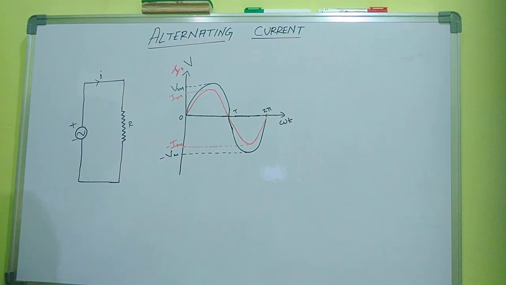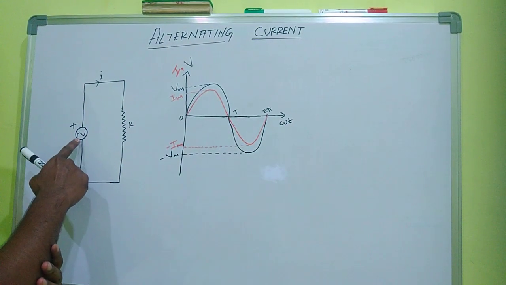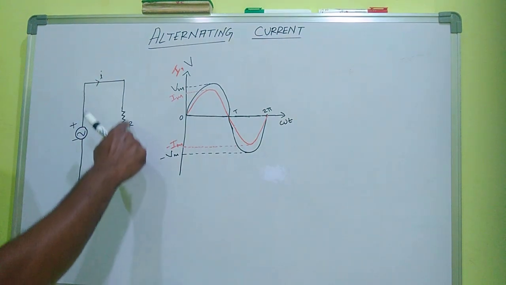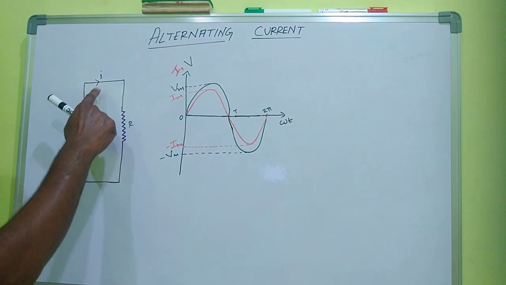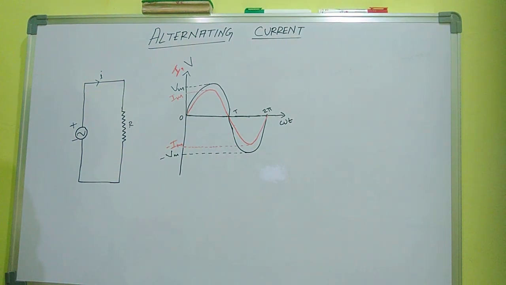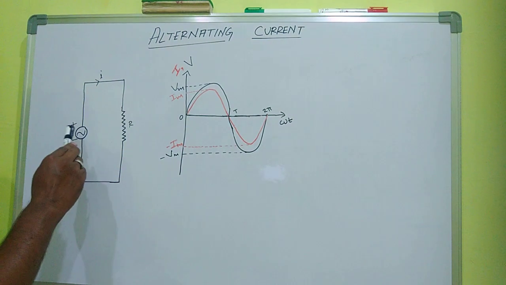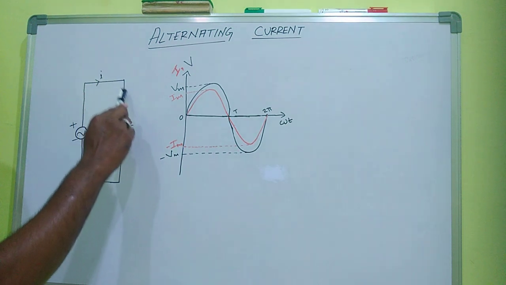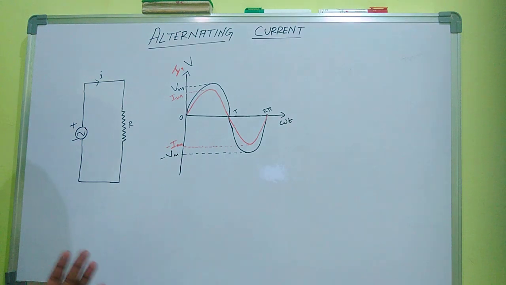Let us discuss this figure. When an alternating source of EMF is connected to a resistance R in a given circuit, in the first half, the upper terminal of the alternating source becomes positive and the lower terminal becomes negative. So the current flows through the circuit in clockwise direction, as shown in the figure. In the first half cycle of the coil's rotation, the upper terminal is positive and the lower terminal is negative, so the current flows clockwise.